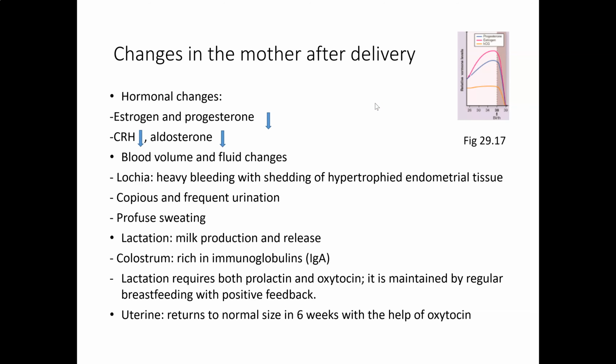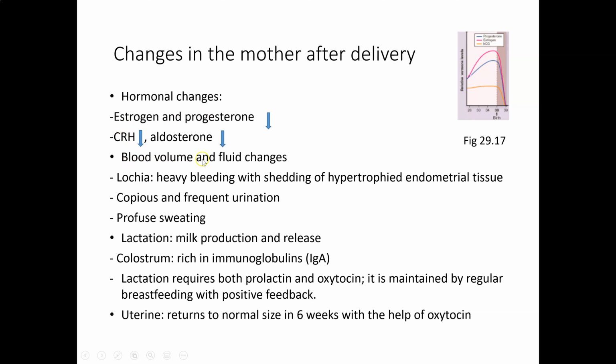So that's actually causing, in addition to estrogen and progesterone, there's also the CRH and aldosterone. Remember all the hormones. CRH works on the pituitary gland, and then on the adrenal gland, which secretes aldosterone. And so that's going to cause dramatic change in the mother.